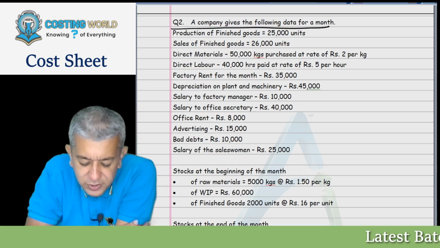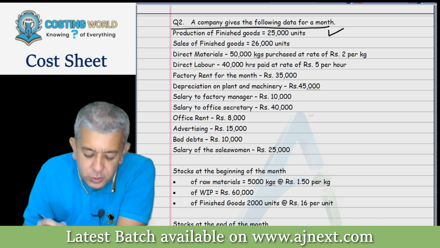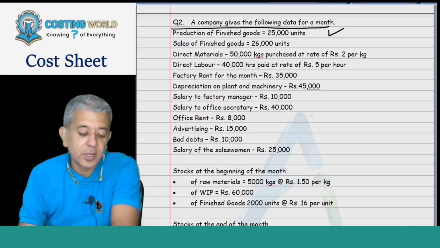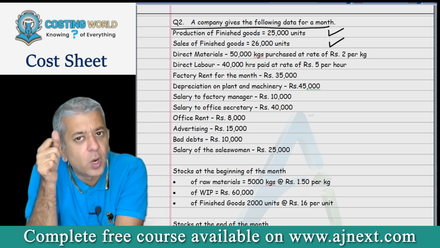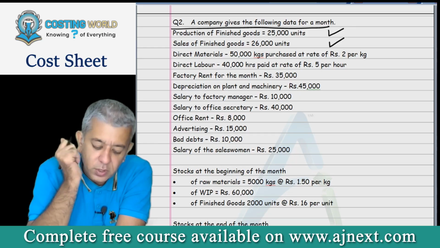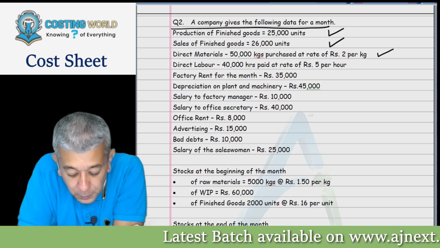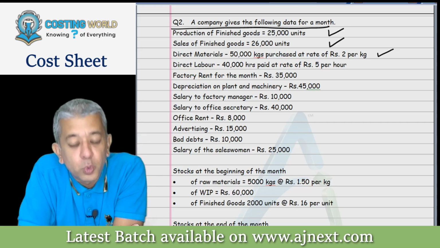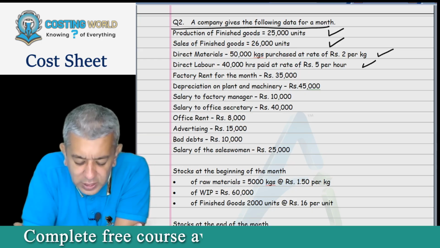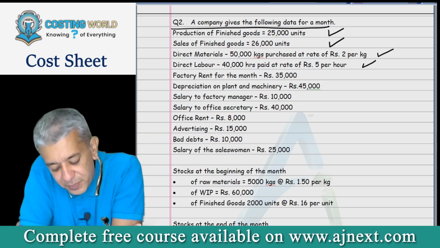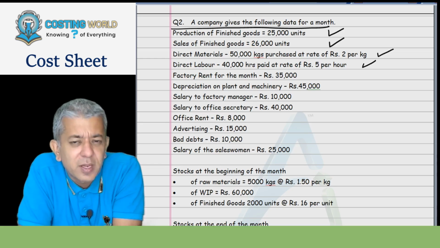A company gives the following data for a month. Production of finished goods 25,000 units. Sales of finished goods 26,000 units. So quantity produced is also given, quantity sold is also given. Direct material 50,000 kgs purchased at the rate of 2 rupees. So that is your raw material purchases. Direct labor 40,000 hours paid at the rate of 5 per hour. So therefore direct labor you all can compute. 40,000 hours at the rate of 5, that will make it rupees 2 lakhs.